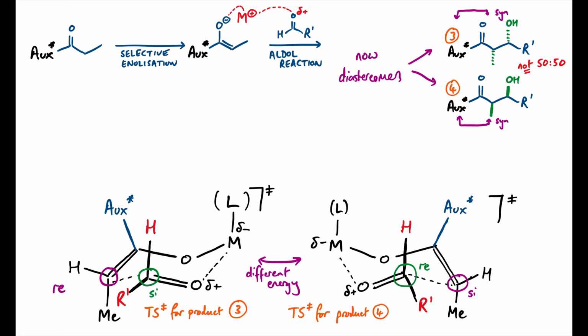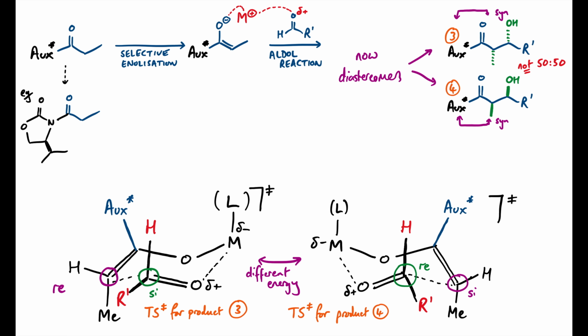Now for this type of auxiliary approach, by far the most famous type of auxiliary is the oxazolidinone, which was developed by Evans. I'll put some links in the description below. And essentially what you do here is I use a chiral auxiliary that looks something like this. So this is just an example of one. If you have a look at this bit of this molecule, this 5-membered ring has come from an enantiomerically pure amino acid.